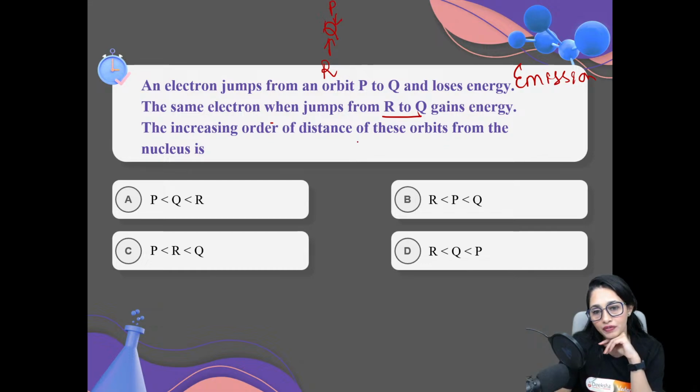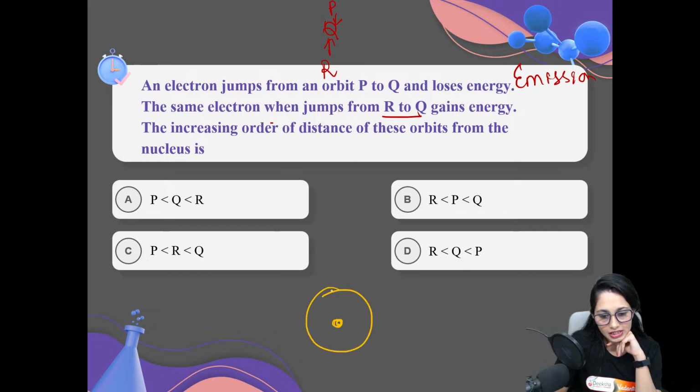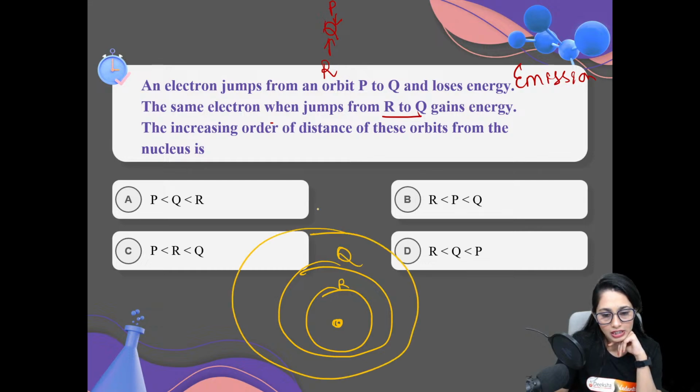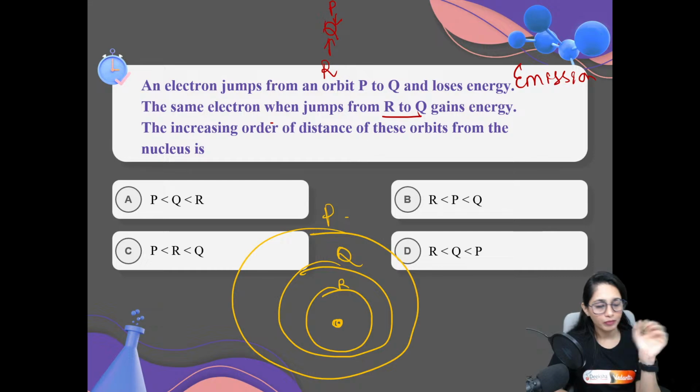The increasing order of distance of these orbits from the nucleus is? I will give you a hint. This is the nucleus. This is R. This is Q. This is P. So what will be the answer? We will meet in the next live. Okay, we'll do that. Bye-bye.